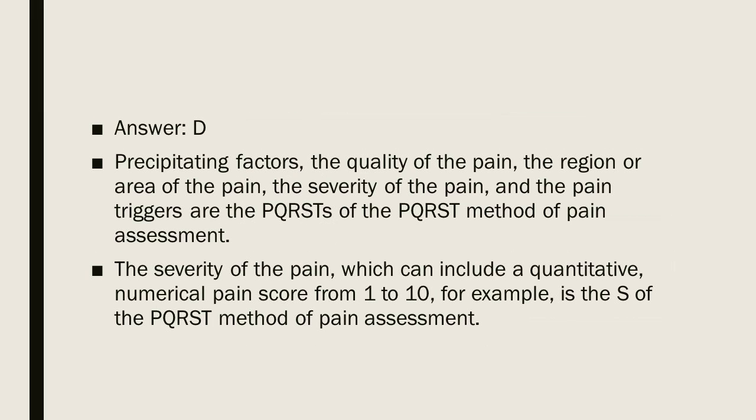Answer, D. Precipitating factors, the quality of the pain, the region or area of the pain, the severity of the pain, and the pain triggers are the PQRSTs of the PQRST method of pain assessment. The severity of the pain, which can include a quantitative, numerical pain score from 1 to 10, for example, is the S of the PQRST method of pain assessment.